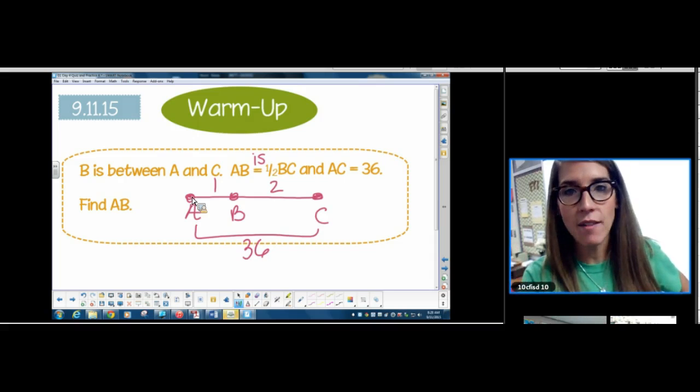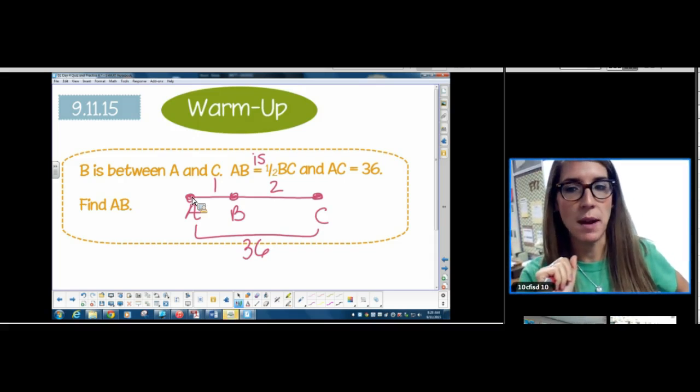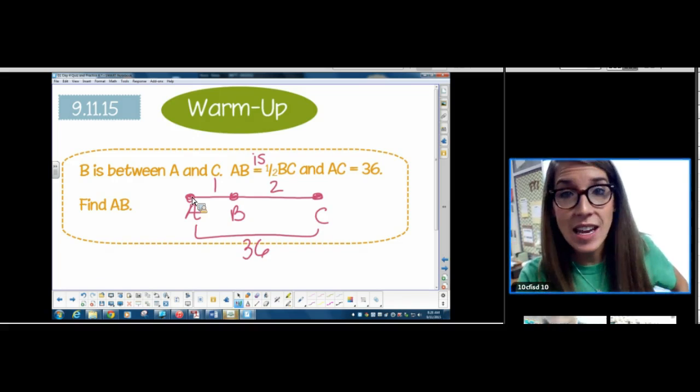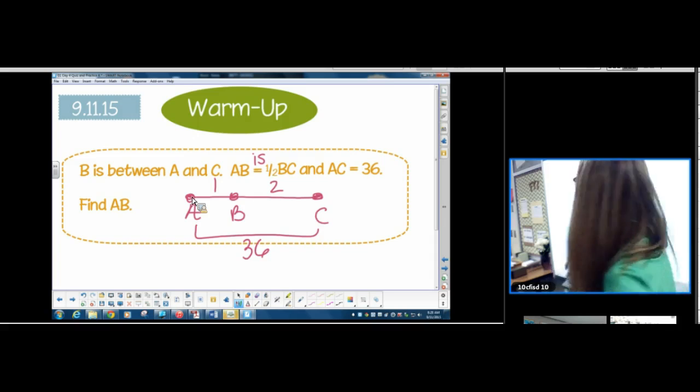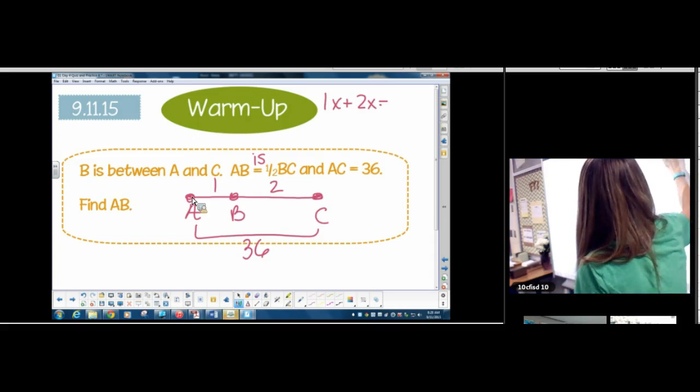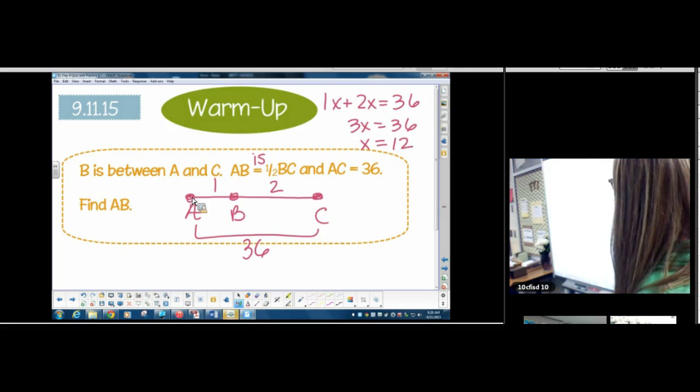They see the 1/2 and students just divide 36 by 2. Now, if that had said AB is 1/2 of AC, sure, you can divide it by 2, but that's not what it's saying. So you could kind of think of it like this. 1x plus 2x equals 36. 3x equals 36. X is 12.